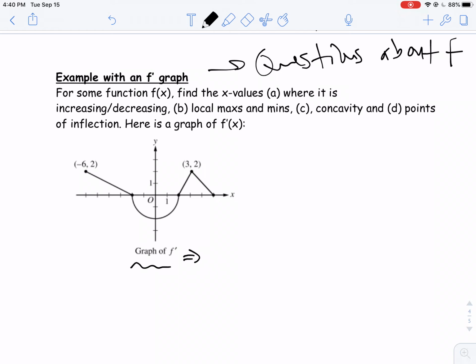So again, this is f prime. This is a graph of the slope of f, not a graph of f. So the key tip that I want to give you guys is to use the definitions.